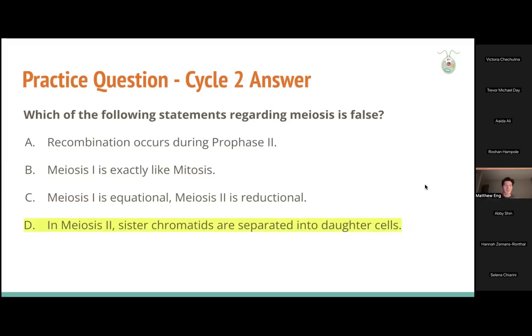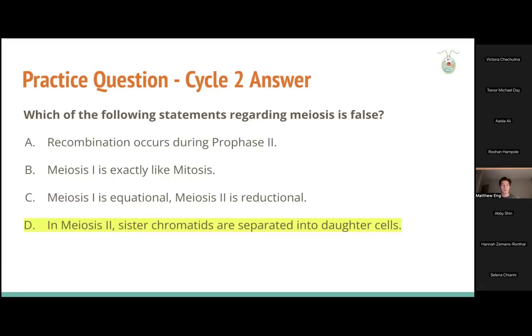So the answer for this one is going to be D. In meiosis 2, sister chromatids are separated into daughter cells. Remember that meiosis 2 is what looks similar to mitosis, where we're separating those sister chromatids, that X is getting separated. Going through the other answers, for A, recombination occurs during prophase 2. This occurs during prophase 1 when we still have those homologous chromosomes in the parent cell. And so that's where those non-sister chromatids will actually cross over.